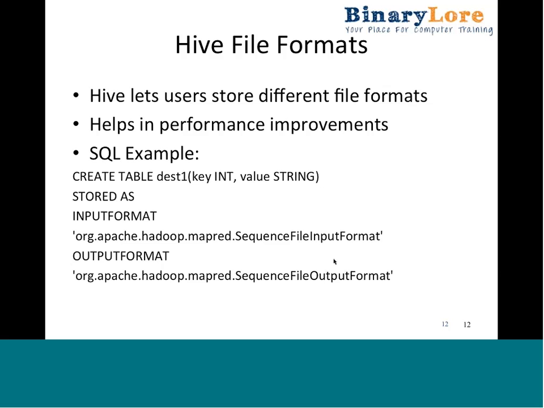So create table dest1, key int, value string, stored as input format sequence file input format, and sequence file output format. So this is how you are able to store different file formats into Hive.